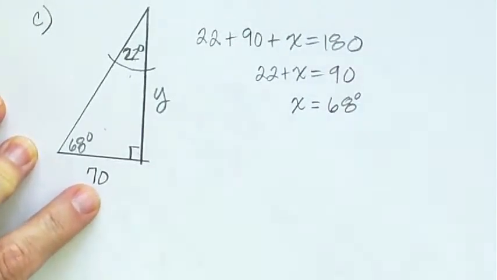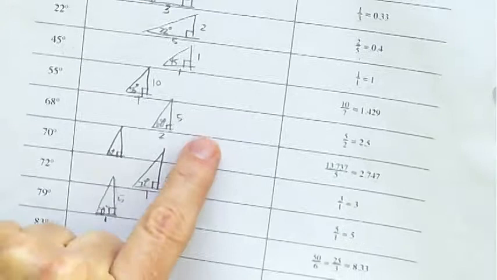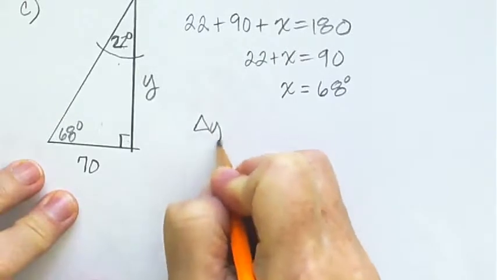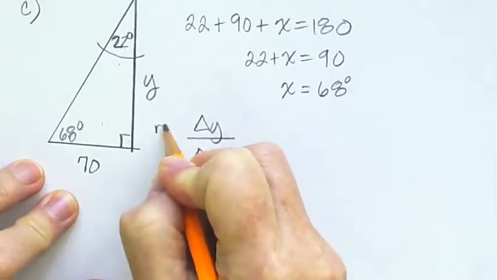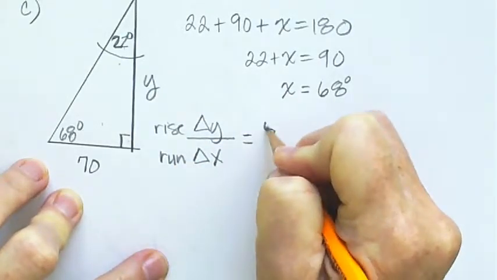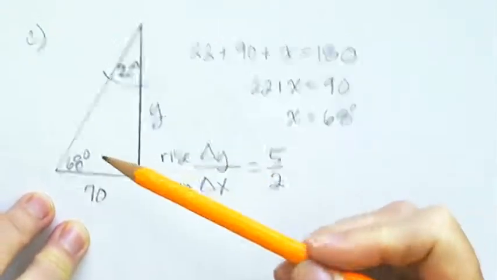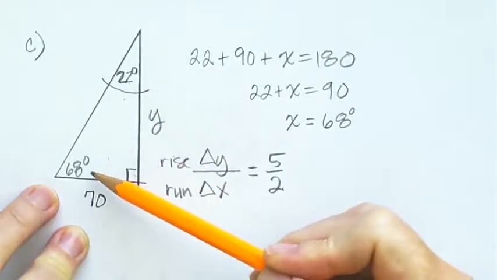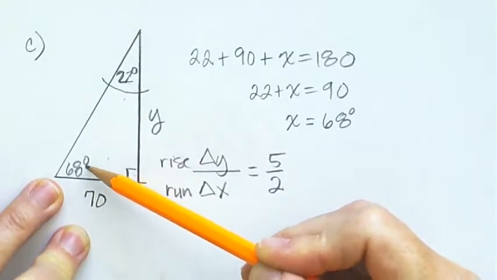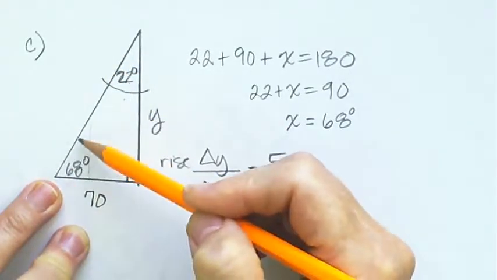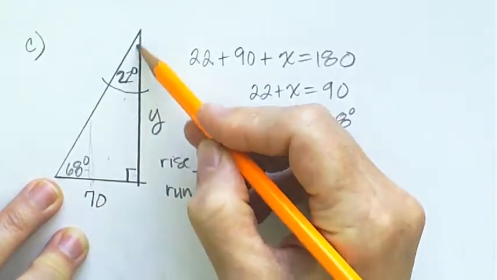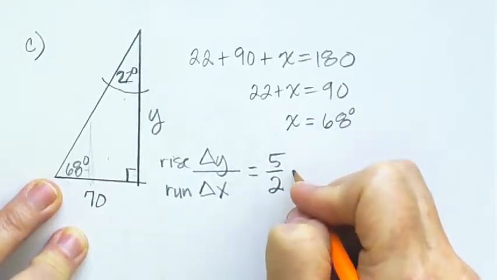So we know that for a 68 degree angle, the rise over the run is going to be 5/2. The change in y over the change in x. Rise, remember, is your change in y, and run is your change in x. It's 5/2, and that's going to be true for any right triangle that has this as an acute angle. 68 degrees is one of the acute angles. It doesn't matter how big the triangle is, how small it is. If it's a right triangle and one of these angles is 68 degrees, the rise over the run is going to reduce to 5/2.